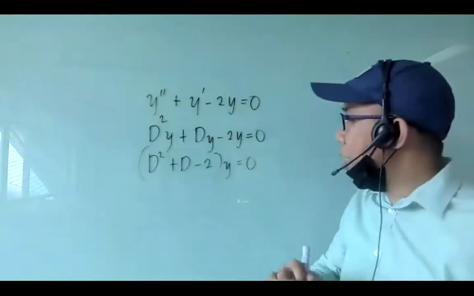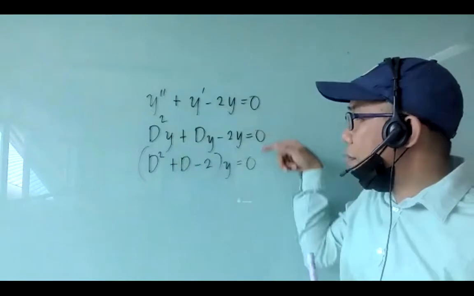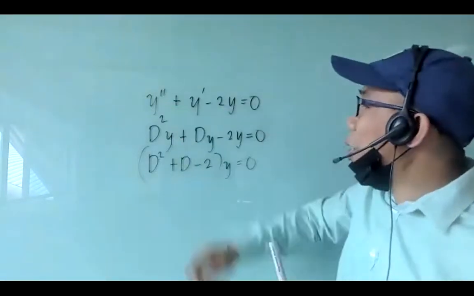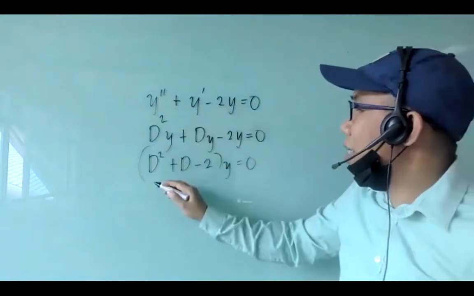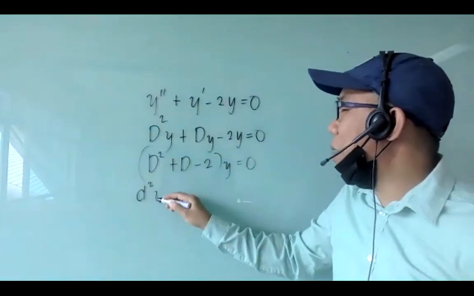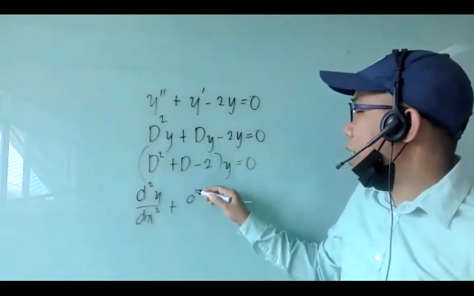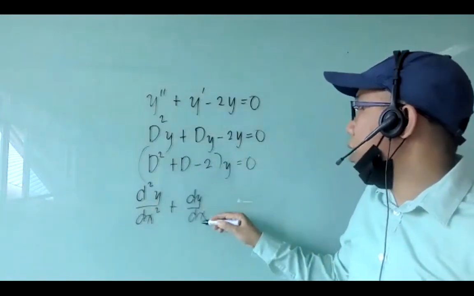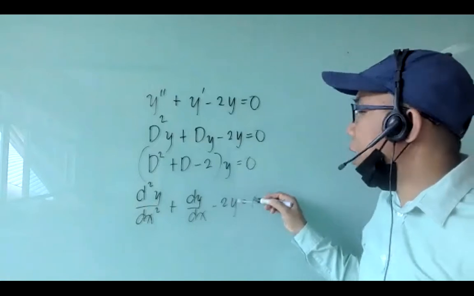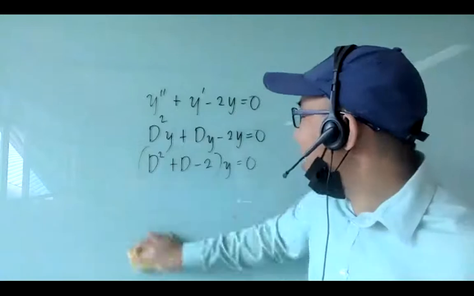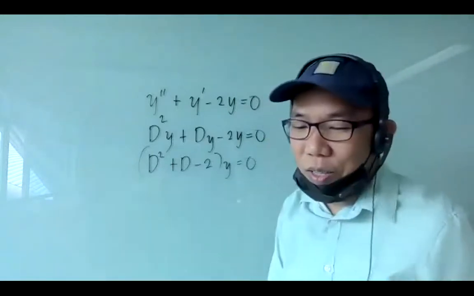Okay? Ganito din. So, tandaan nyo, I have written into three different forms. Gusto nyo isa pa? So in terms of the Leibniz notation, this is d squared y over dx squared plus dy over dx minus 2y equal to 0. Okay, sige, burahin ko na lang kasi nga we're going to solve this equation.